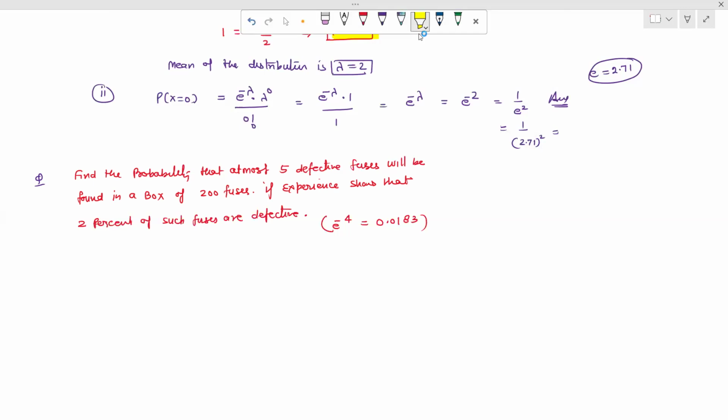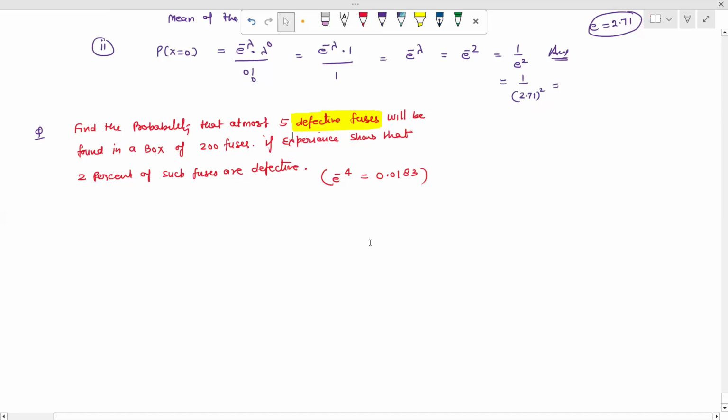So first, what did we understand from the conditions given? Basically, where do we use the Poisson distribution? Wherever there are defective items, we can apply the Poisson distribution, such as defective fuses, the number of deaths, the number of road accidents occurring on a particular highway, the number of errors. So we can apply the Poisson distribution.